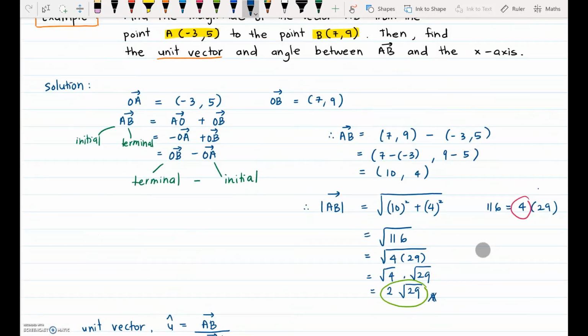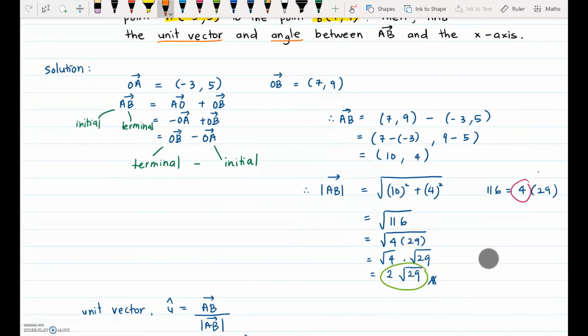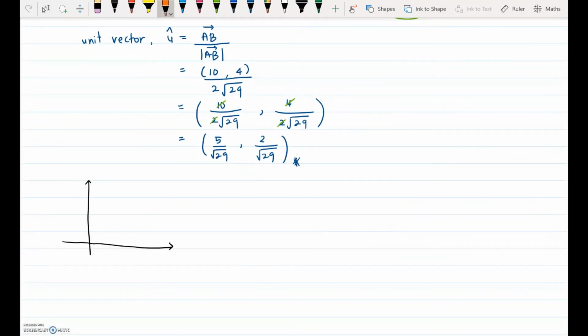And another one, we want to find the angle between AB and the x-axis. To find the angle for two-dimensional vectors, firstly you need to draw. So let's say here we have 10 and 4. This is your AB. Then your theta will be the angle between the vector and the positive x-axis, right? So your B here and your A is here. So what will be your theta?